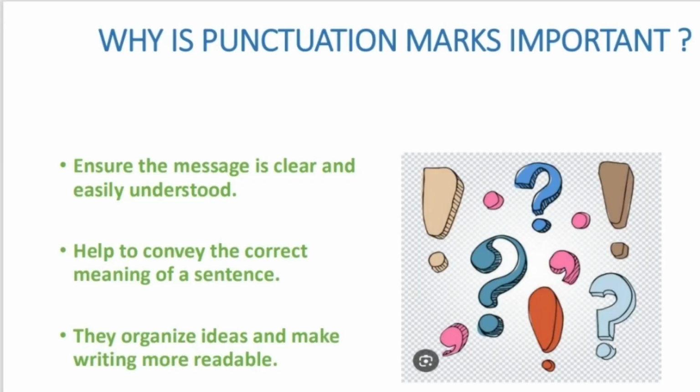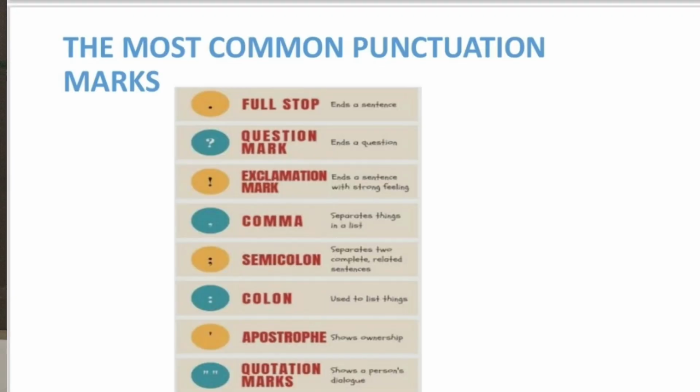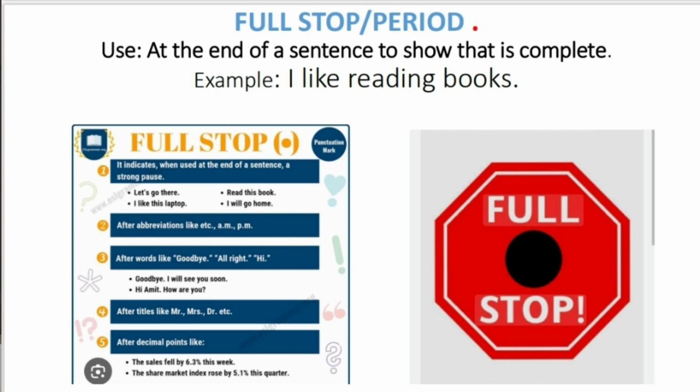Why are punctuation marks important? So we understood that punctuation marks are very important because they ensure the message is clear and easily understood. And they help to convey the correct meaning of a sentence. And punctuation marks organize ideas and make writing more readable. Let us explore the common punctuation marks and their basic functions. So the first one is the full stop. It is also known as a period.